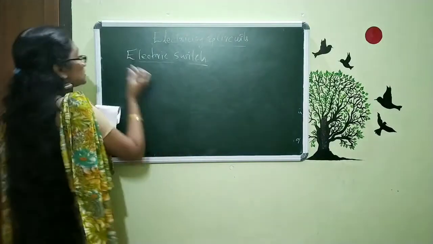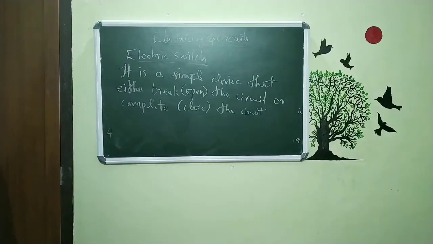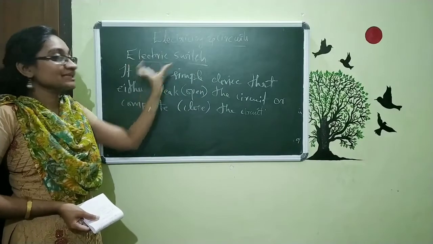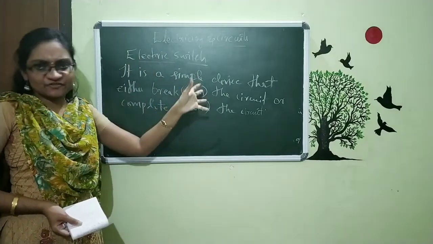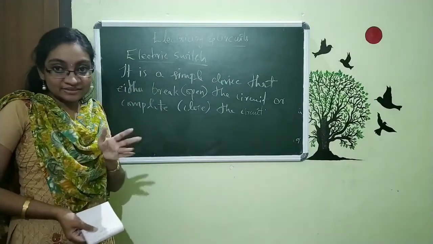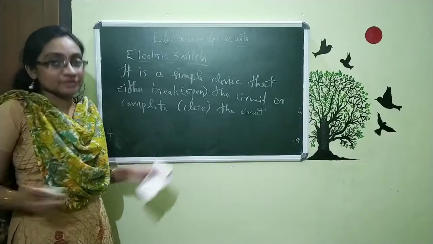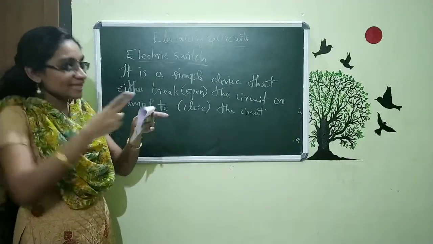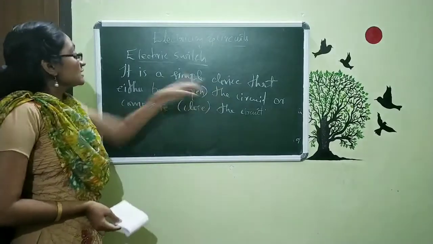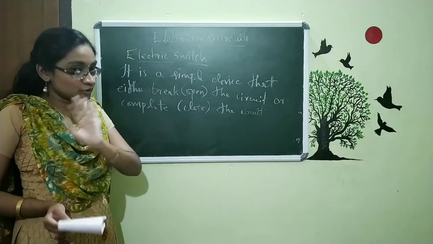And the thing is this, the electric switch. This is the definition for electric switch. Very simple. It is a simple device. We can call this electric switch what? It is a device that either breaks the circuit. Break the circuit means we can open the circuit. That means actually we are just breaking the continuity of the circuit. So we can say that it either breaks the circuit. At that time, what happens? Our bulb does not glow.